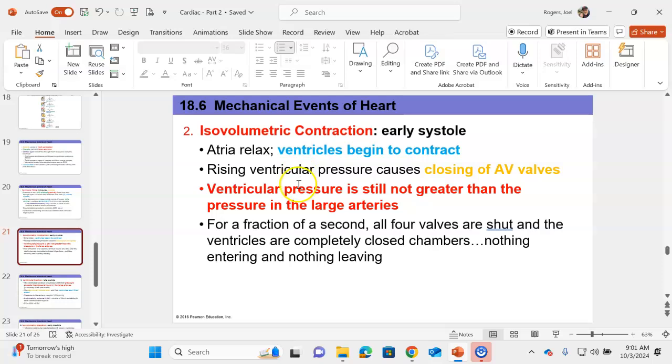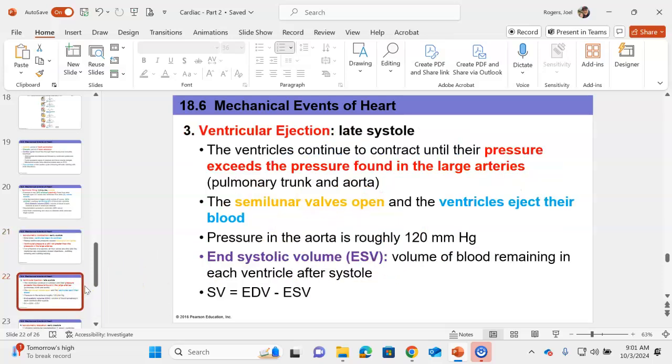So they're contracting. Now the ventricular pressure still hasn't exceeded the pressure in the two great vessels, the pulmonary trunk and the aorta. But thankfully, we don't stop here. We go into phase 3, which is called ventricular ejection, which probably tells you what's about to happen.